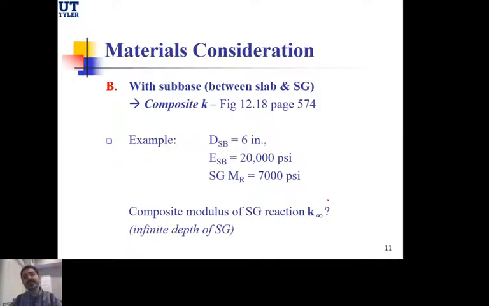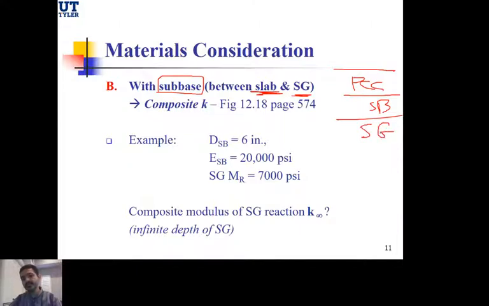The second case, if I do have a subbase or a base layer between the slab, which is the PCC, and the subgrade. So meaning that again, I have a PCC, and then I have a subbase, and then at the bottom I have a subgrade. In this case, now, as I said, we're going to come up with something called composite K value, because now I do have two layers supporting the PCC instead of just one single soil layer.